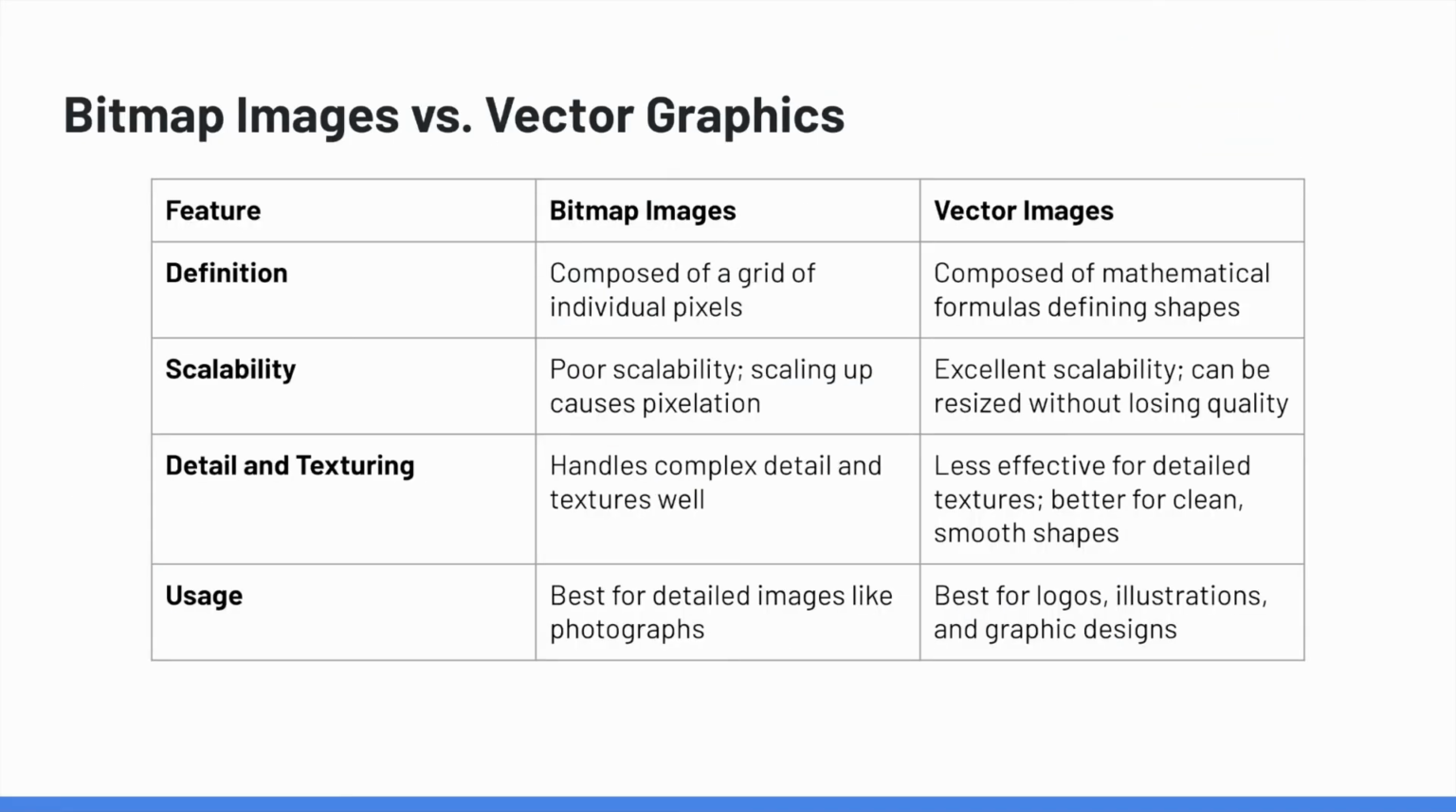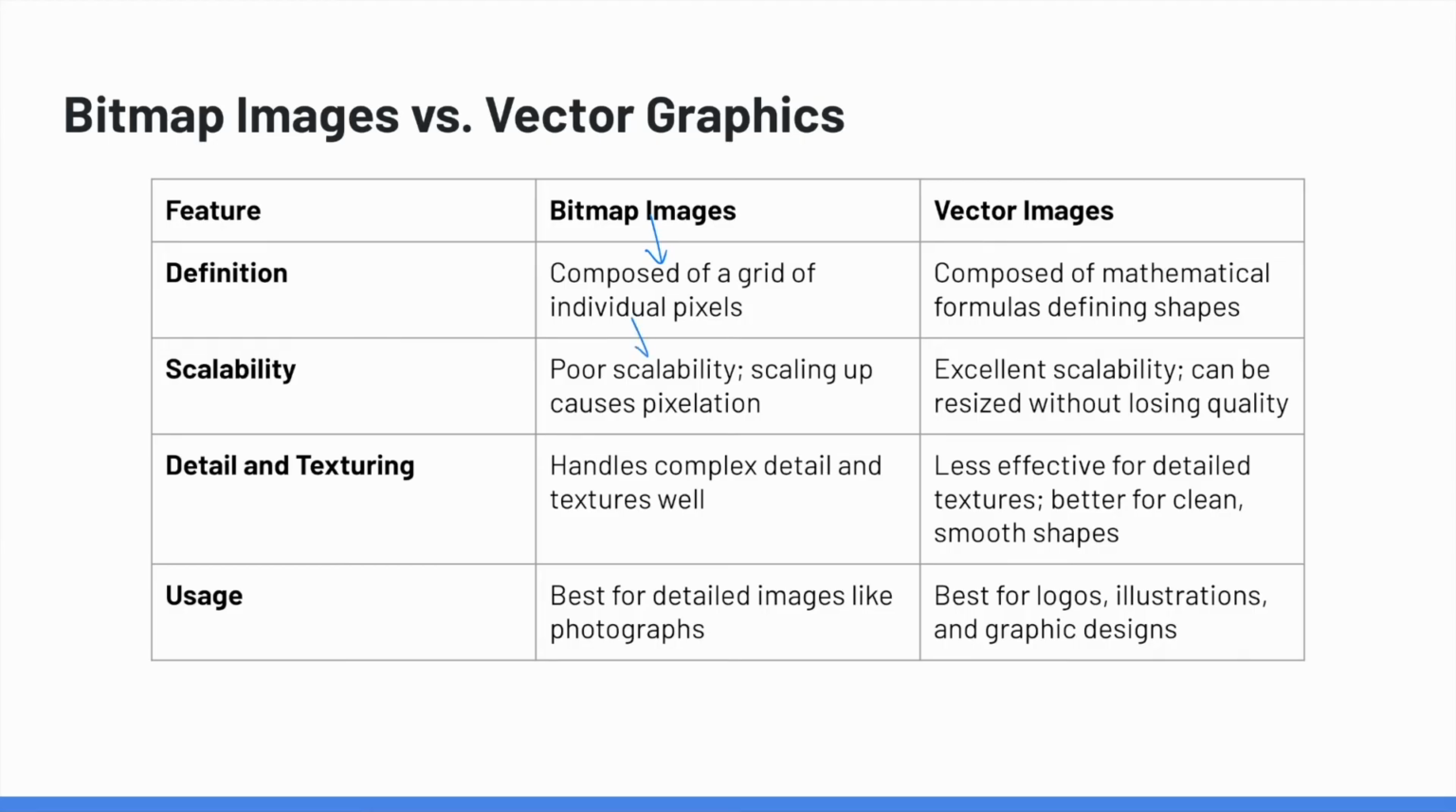Now I wanted to finish this off by comparing both bitmap images and vector graphics. To summarize, we represent bitmap images by using a grid of individual pixels. So we're using individual pixels to represent the image as a whole, versus with vector images, where we are creating that image using mathematical formulas to define the different shapes that are in that particular image.